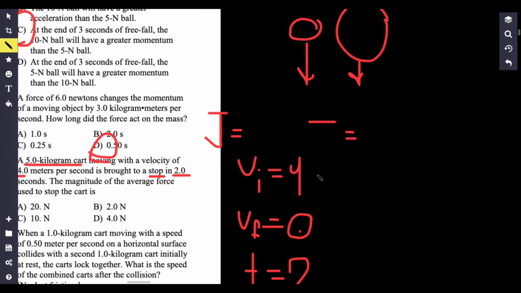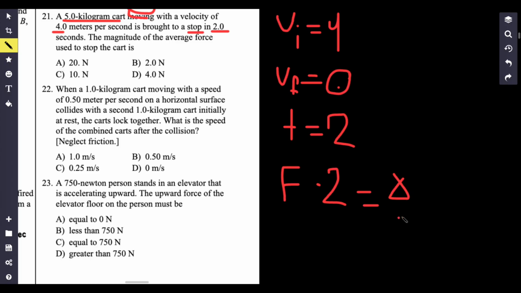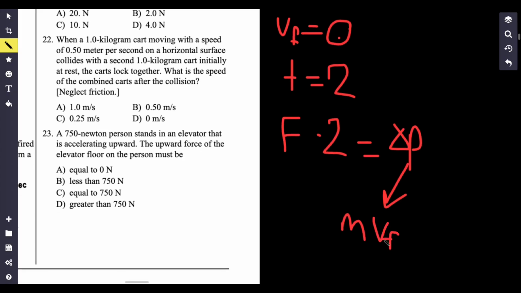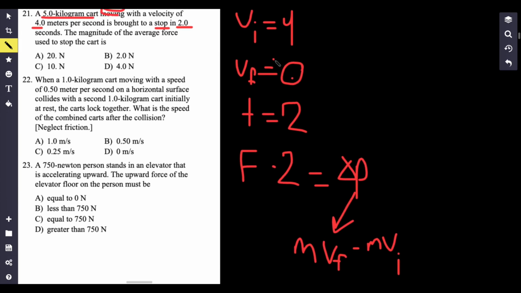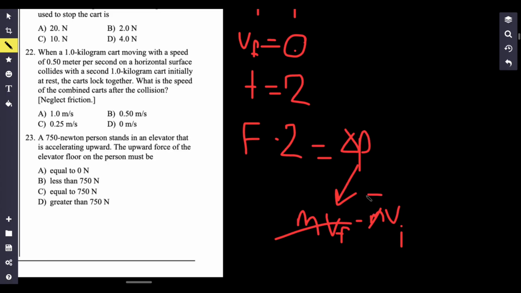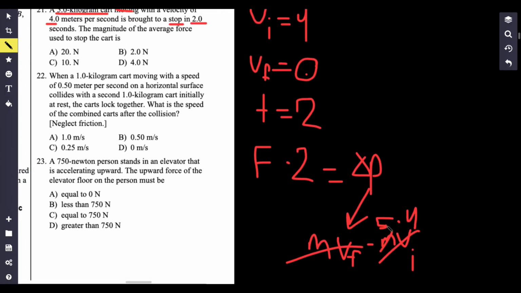Now, we have all our ingredients to use our initial formula to solve it. So force times the change in time, which we know is 2, is equal to our change in momentum. Remember the definition of momentum: that's just mass times velocity. So the change in momentum is equal to the mass times the final velocity minus the mass times the initial velocity. Now, our final velocity is 0. That cancels out. Our mass is 5 kilograms. And our initial velocity is 4. So therefore, 5 times 4 divided by 2 leads me to an answer of 10.